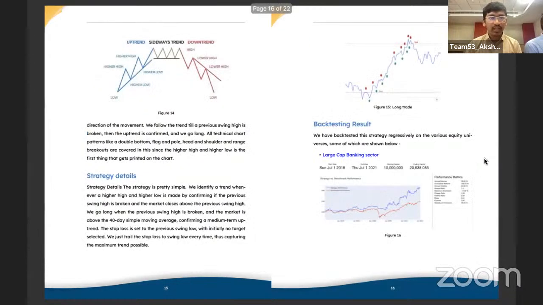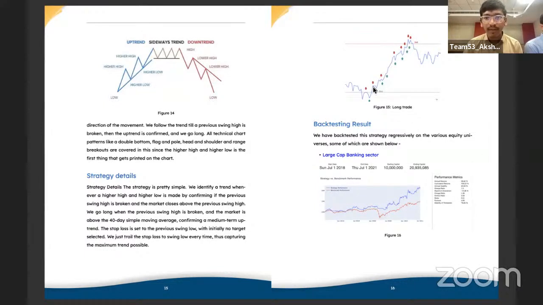So basically, the strategy is to buy when the previous swing high is broken, keeping the stop loss at the previous swing low. And what we do is just trail our stop losses. We kept no targets, so we try to get maximum juice out of the trend.